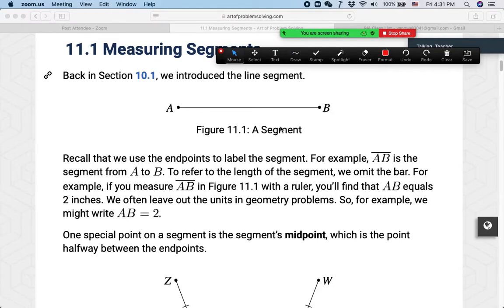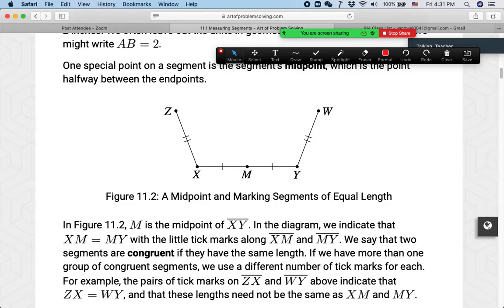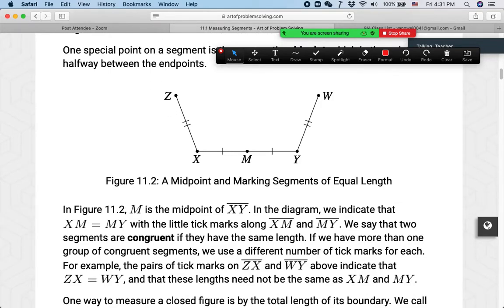Now, let's go to this picture. Suppose in this picture ZX equals WY, then we use a little tick like this to represent that these two segments have the same length. Then suppose M is the midpoint of segment XY, then we have XM equals MY. We use this little tick to represent XM equals MY.